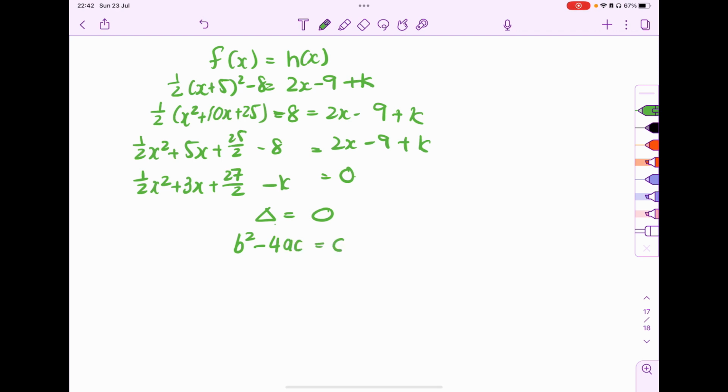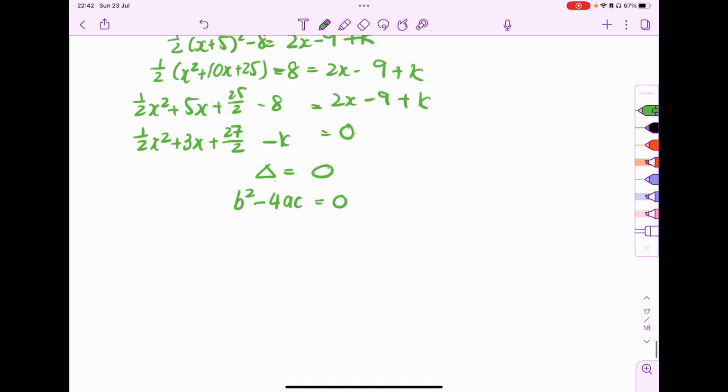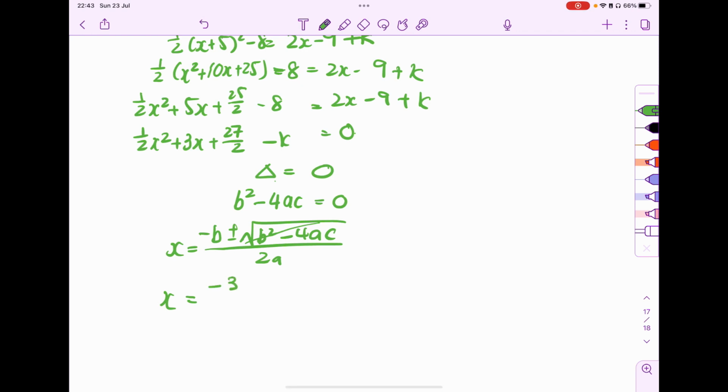And the discriminant is b squared minus 4ac. So to find x, let's just do the quadratic formula. It's minus b plus minus square root of b squared minus 4ac divided by 2a. So we can just ignore this entire part because it is equal to 0. So minus b, it is minus 3 over 2 times a half. And that gives us minus 3.